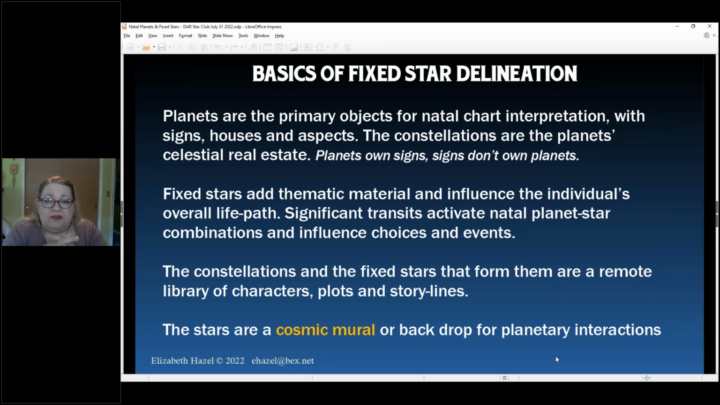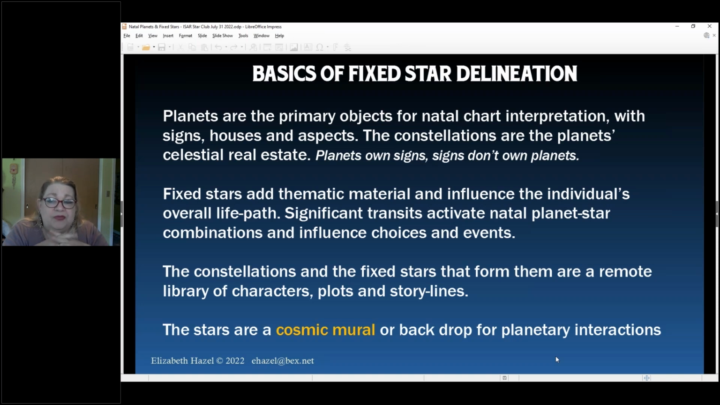So, basics of fixed star delineation. Planets are the primary objects for natal chart interpretation, with signs, houses, and aspects, of course. The constellations are the planets' celestial real estate. Planets own the signs; the signs don't own the planets. And it's easy to remember that because stars don't make aspects to planets. Planets only can make aspects to stars. The stars don't have enough light to give aspects in the ancient thought pattern. So planets own the signs; the signs don't own the planets.